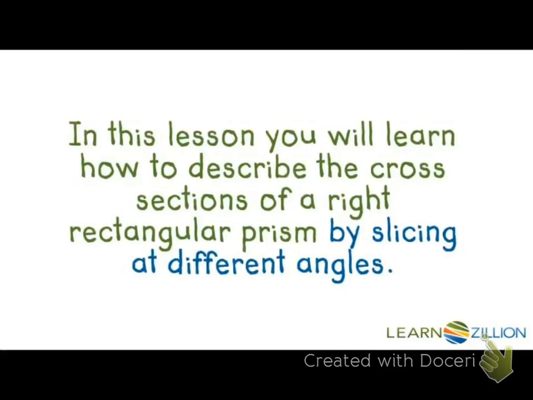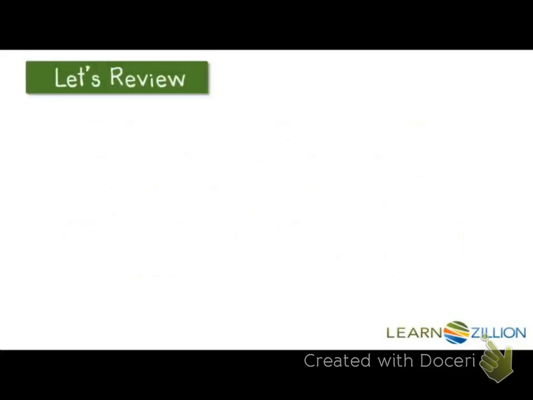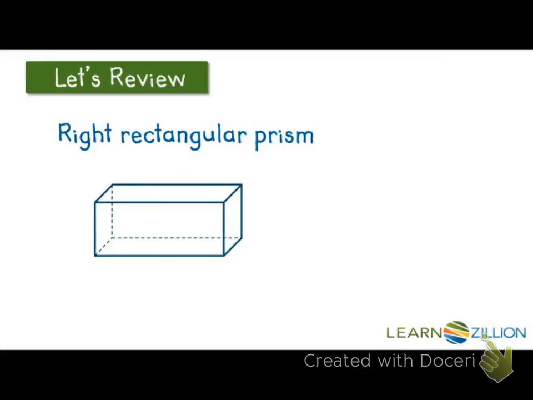In this lesson, you will learn how to describe the cross-sections of a right rectangular prism by slicing at different angles. Let's review. In this lesson, we will use a geometric figure called a right rectangular prism. It looks like a box. It's made up of 6 faces that are shaped like rectangles, and they meet at right angles or 90-degree angles.